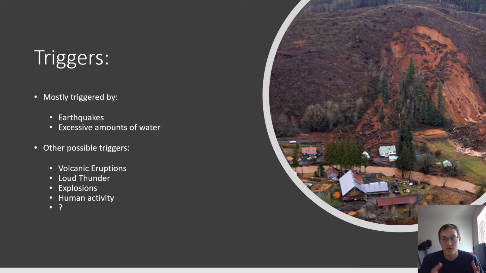Some of that could also be due to continental plates moving, some sorts of things like that. But eventually, again, if you go back to the first slide, whenever gravity overcomes whatever is holding it in place, that's when you're going to get a mass movement.